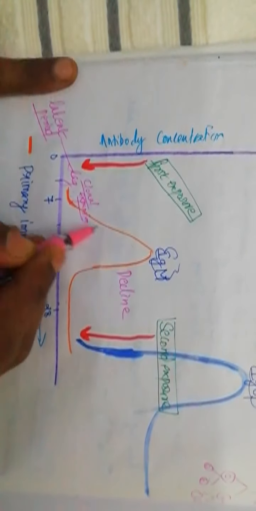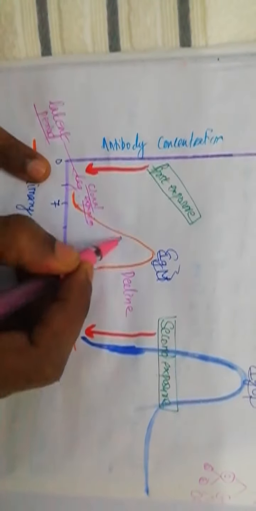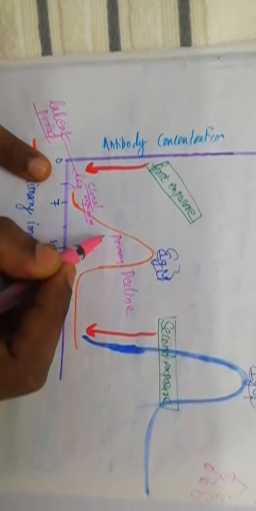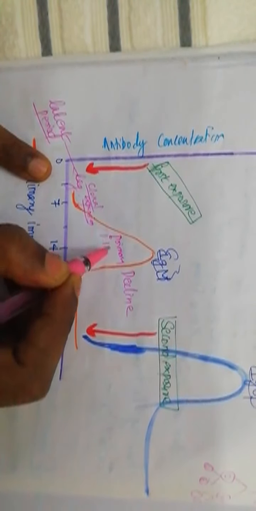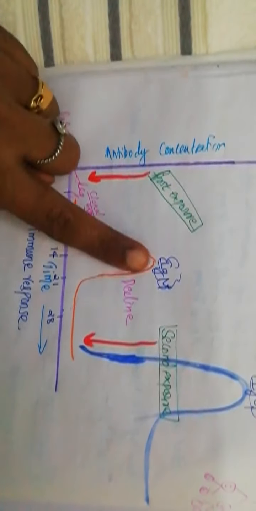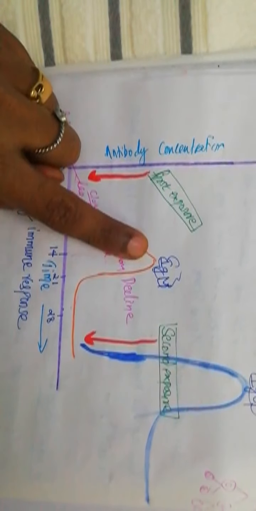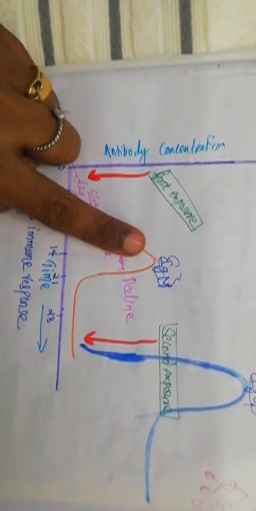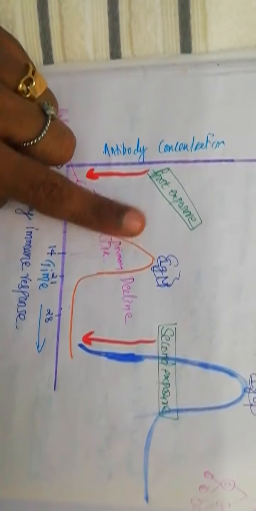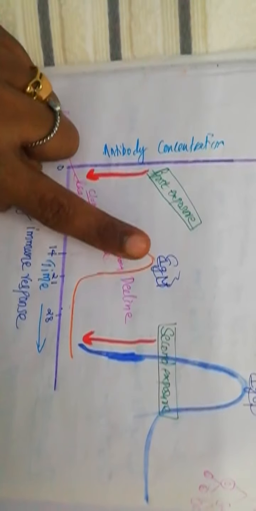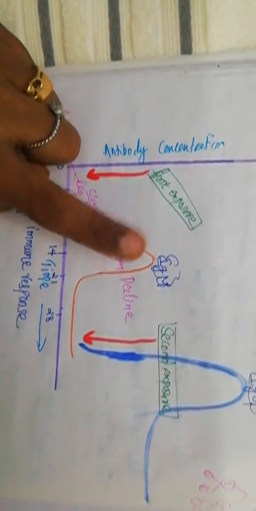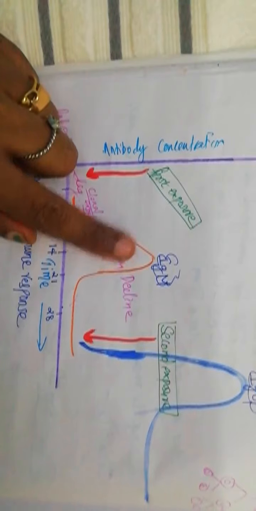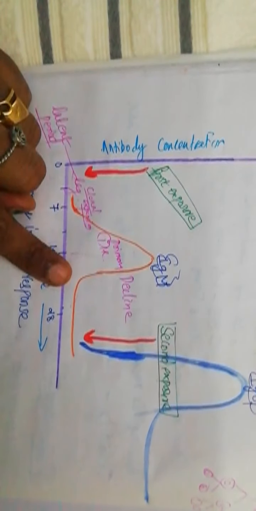Now whenever your body is exposed to an antigen, the orange color graph indicates the primary immune response. During the primary immune response, the antibody which is produced is immunoglobulin M. There are 5 different classes of immunoglobulin which we'll be studying in detail in the coming classes. So during the first exposure, the primary immune response, the antibody which is produced is known as immunoglobulin M. Along with immunoglobulin M, there will be a little quantity of immunoglobulin G also.